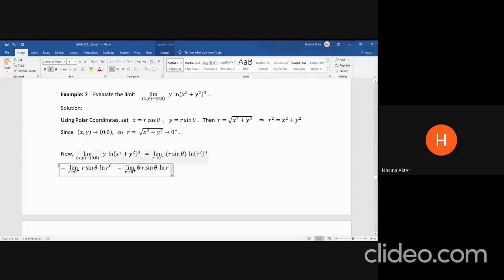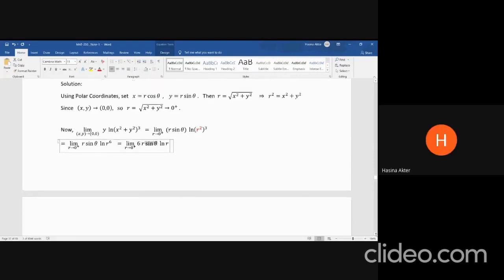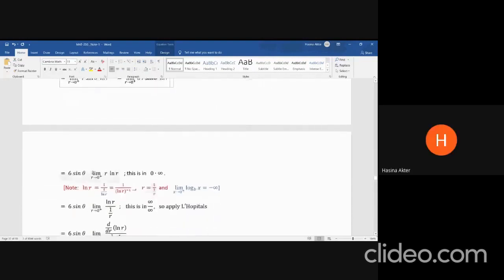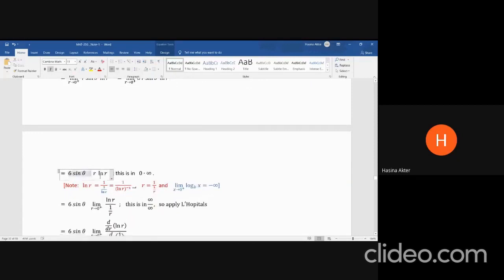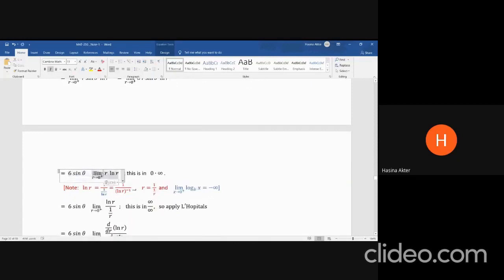So we have 6 times r sine theta natural log of r. We have the constant 6 sine theta, which is independent of r. Take it out. Then you have this. Now, if you focus on this limit, you have r close to 0.